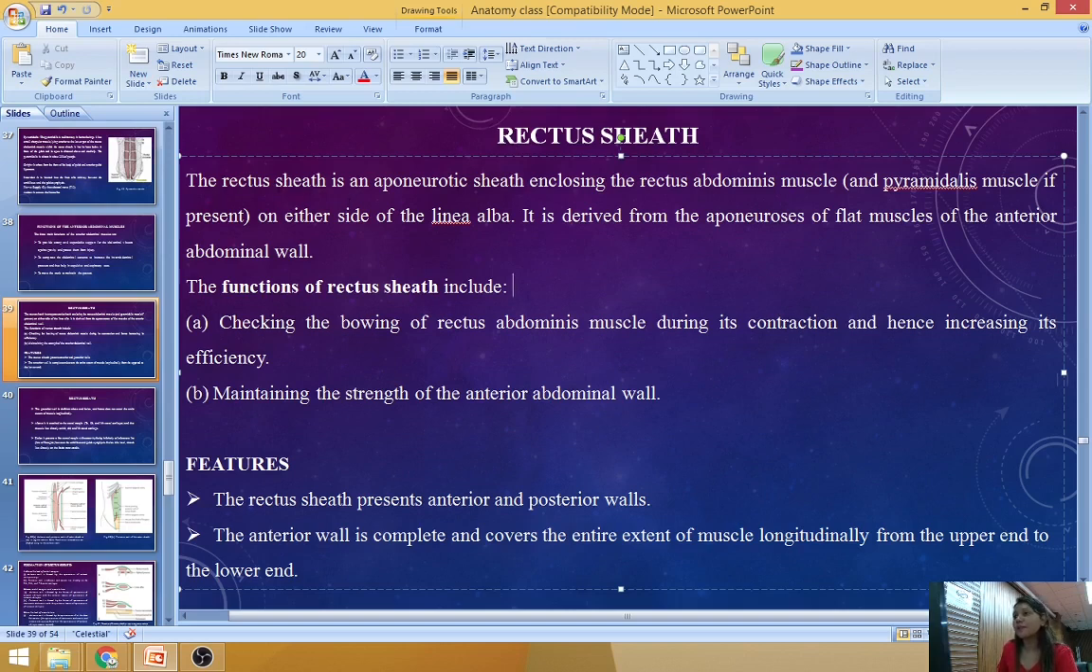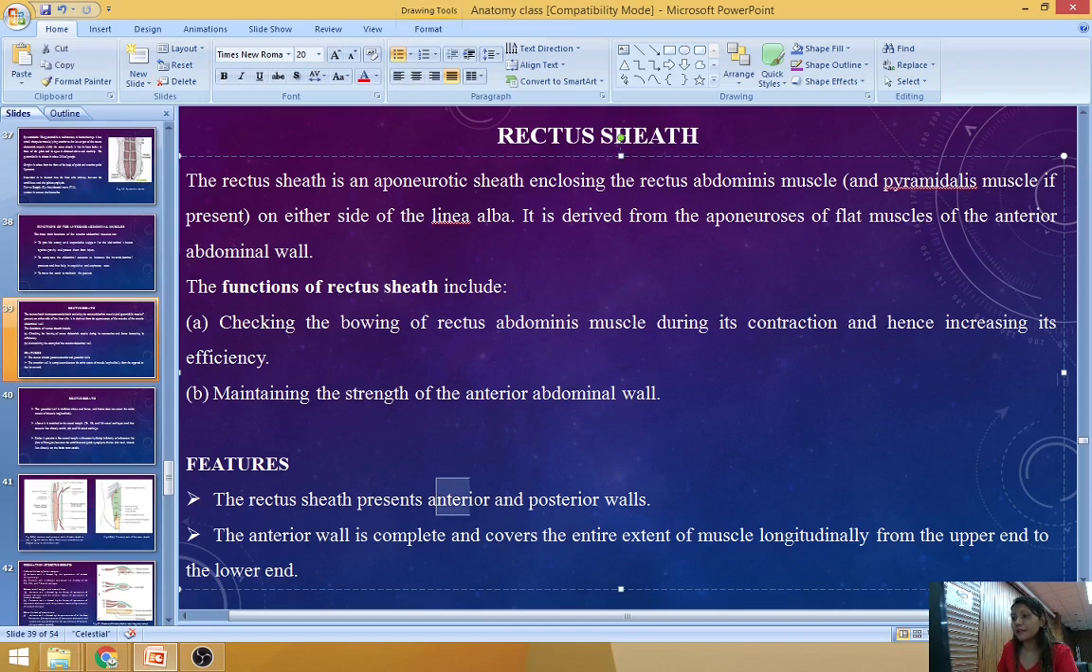It is an aponeurotic sheet enclosing the rectus abdominis muscle. So the rectus abdominis muscle is enclosed by an aponeurosis which is known as the rectus sheath, and also sometimes the pyramidalis. It is derived from the aponeurosis of flat muscles of the anterior abdominal wall. The function of the rectus sheath is checking the bowing of the rectus muscle during its contraction and hence increasing its efficiency, and also maintaining the strength of the anterior abdominal wall.